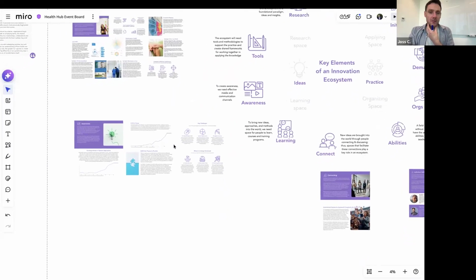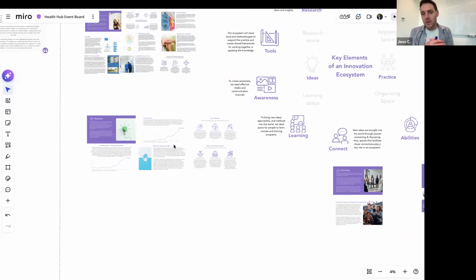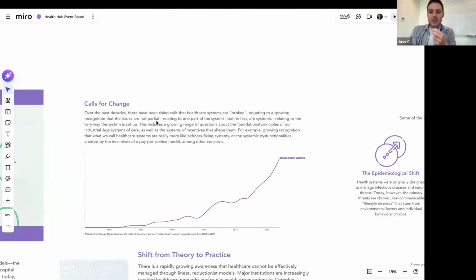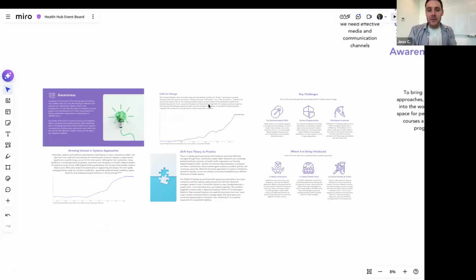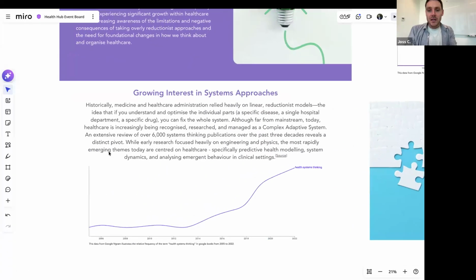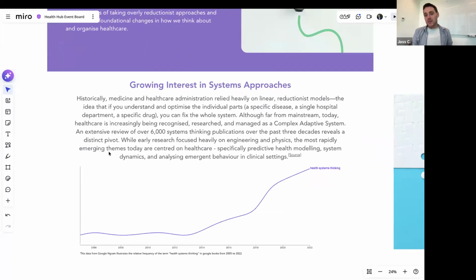We'll keep moving along, not to take up too much time. So here we're looking at general awareness around these new ideas and approaches. And as I said before, this whole concept of a broken healthcare system is certainly rising. This is data from Google's Ngram going back to 2005. And it's illustrating this call for health systems change. And this one's growing interest, as I was saying originally.